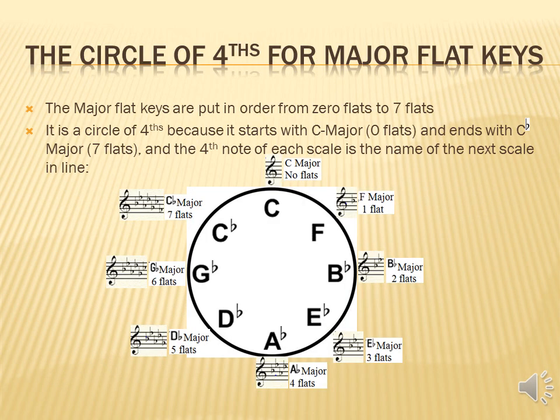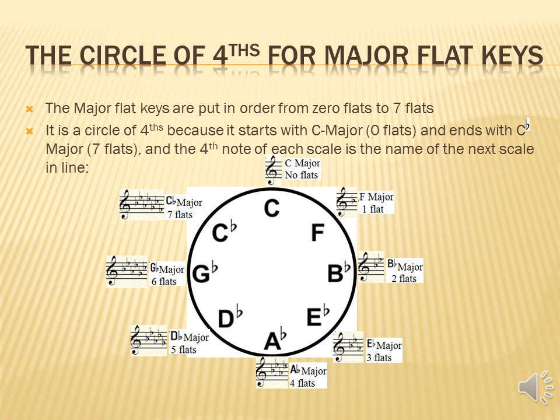The circle of fourths for major flat keys. The major flat keys are put in order from 0 flats to 7 flats. It is a circle of fourths because it starts with C major, 0 flats, and ends with C flat major, 7 flats. And the fourth note of each scale is the name of the next scale in line.